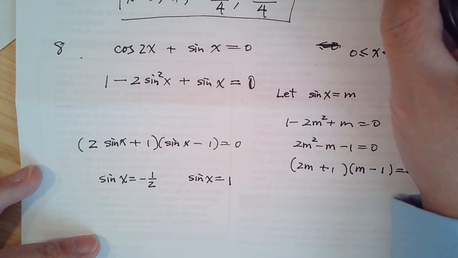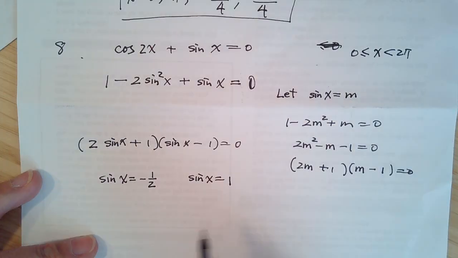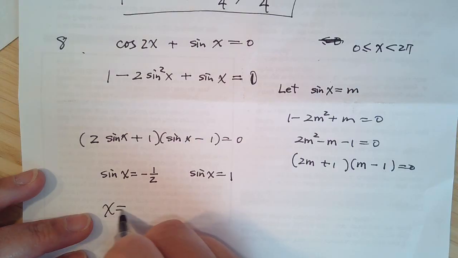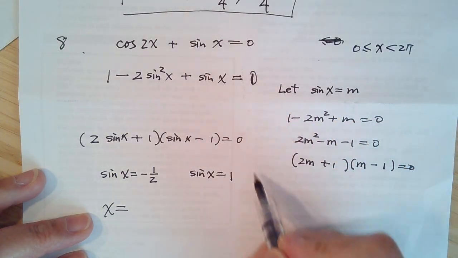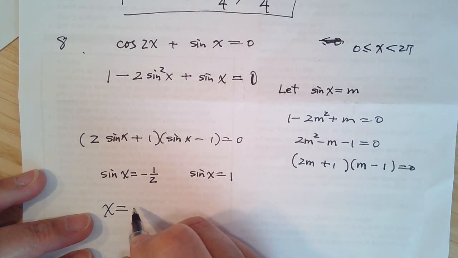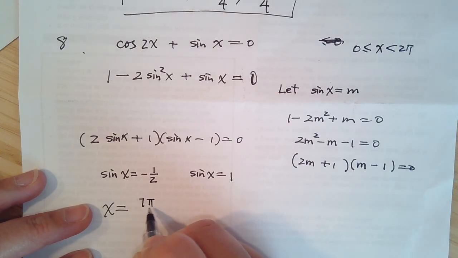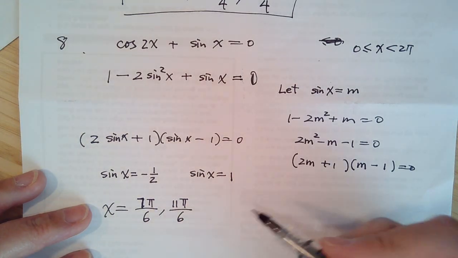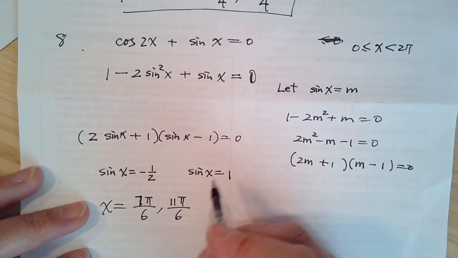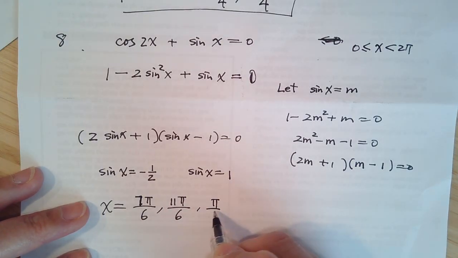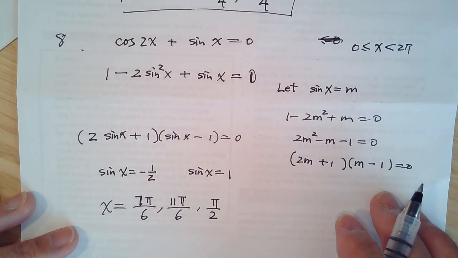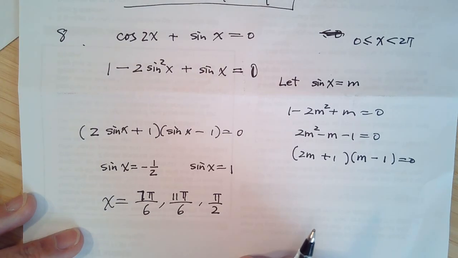All right, for x between 0 and 2 pi, sine x is -1/2. So my x is going to be like a 180-degree plus a 30. So that will be 7 pi over 6, or 11 pi over 6. That's where you get the sine as a -1/2. And the sine x equals 1, there's only one solution, which is pi over 2 in that interval. Okay, so this is number 8.